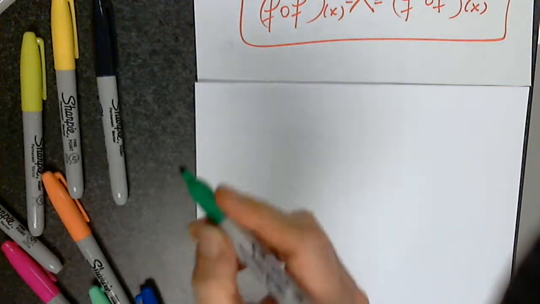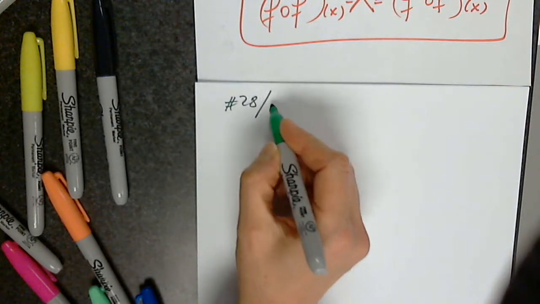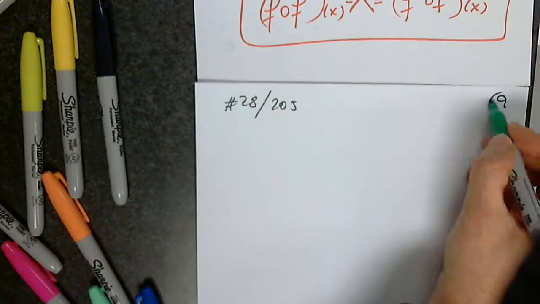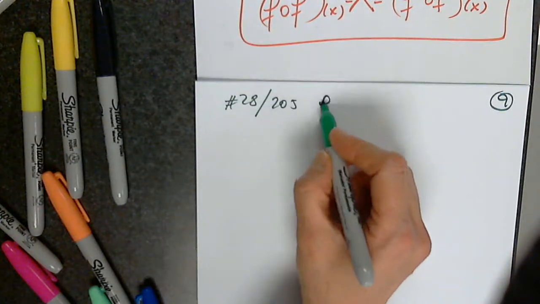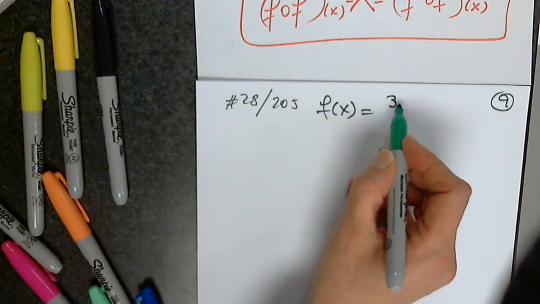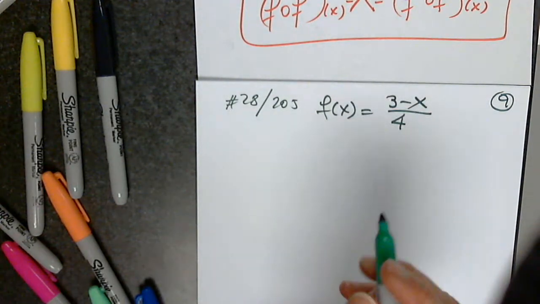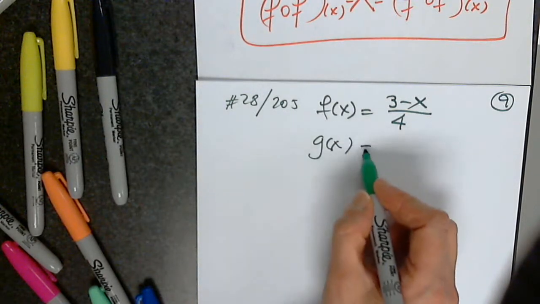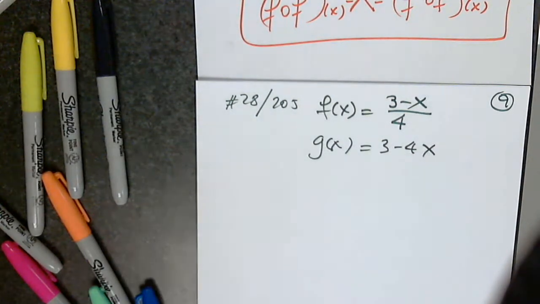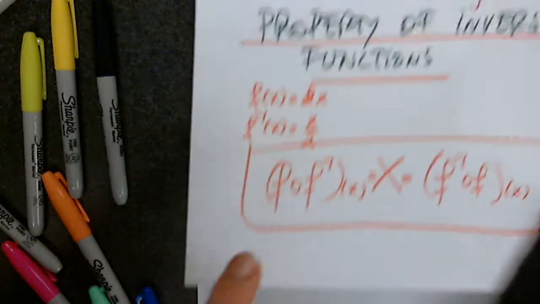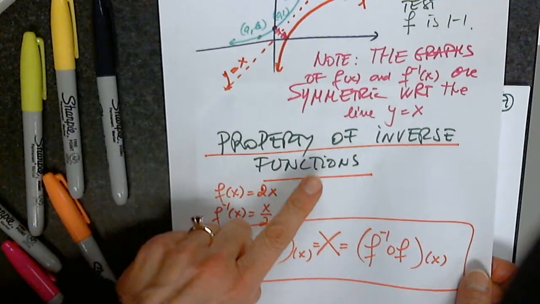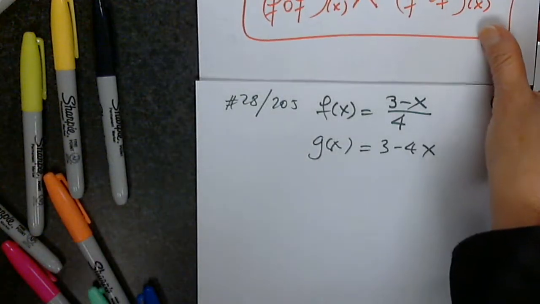So let's start with a simple example like 28 on page 205. We are given f of x equals 3 minus x over 4, and g of x is 3 minus 4x. I'm asked to show that these two are inverses of each other. But I'm specifically told you must use this property.